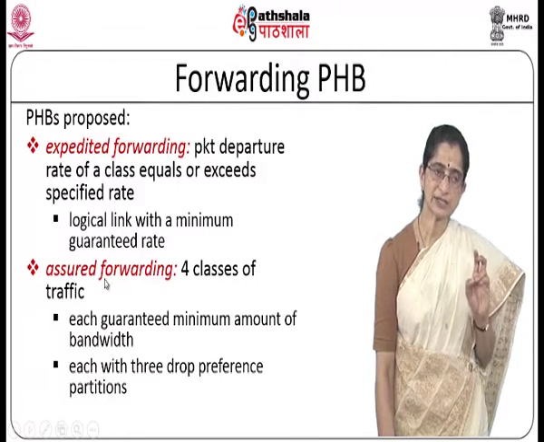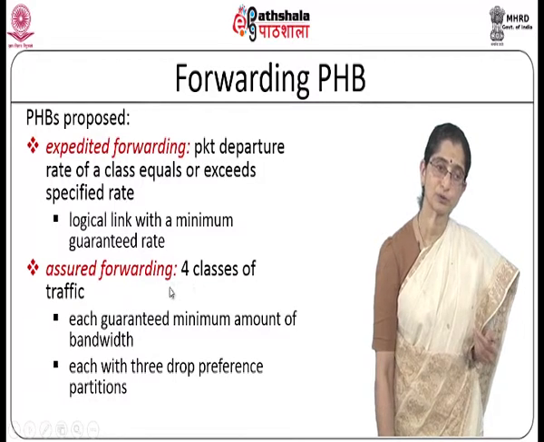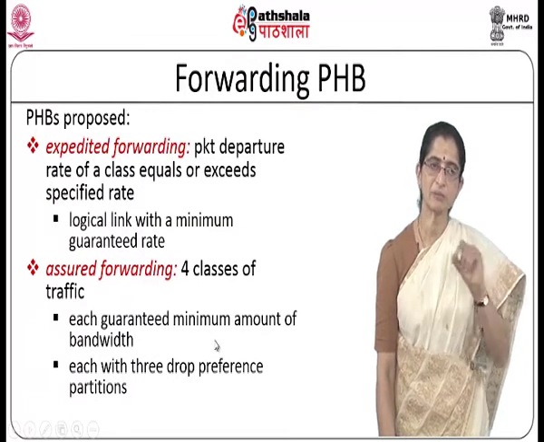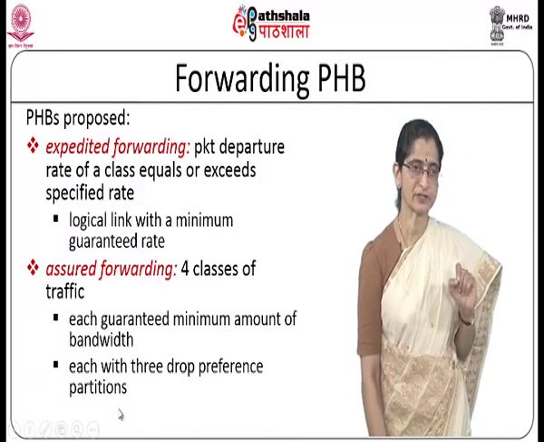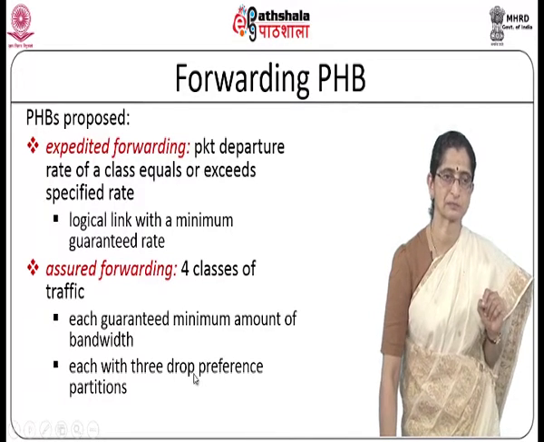The second class is assured forwarding, the second PHB that we have. This actually supports 4 different classes of traffic. Each is guaranteed to provide a certain minimum amount of bandwidth, and each has 3 drop preference partitions. We will shortly explain what we mean by these drop preference partitions.